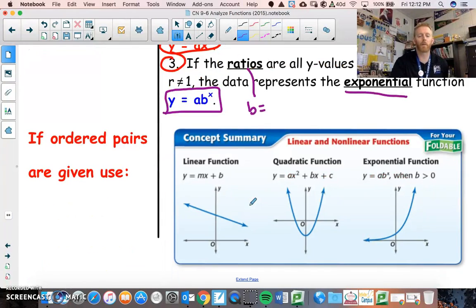Now if you're given ordered pairs, all I gotta do is graph it. If it makes a nice straight line, it's linear. If it makes a U-shaped graph, it's a quadratic function. And if it's going up very, very quickly or going down very, very quickly, but then never gets to be a certain number, then we have ourselves an exponential function. So that's what we got going for you, folks. We are going to show you a few examples. We'll try some things out, and hopefully this all makes wonderful sense to you.